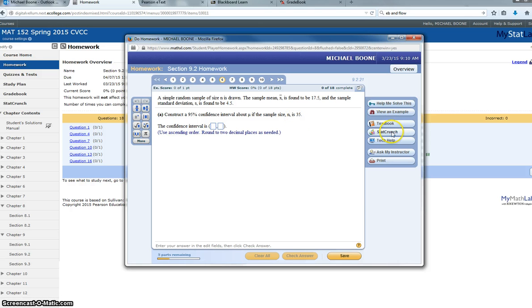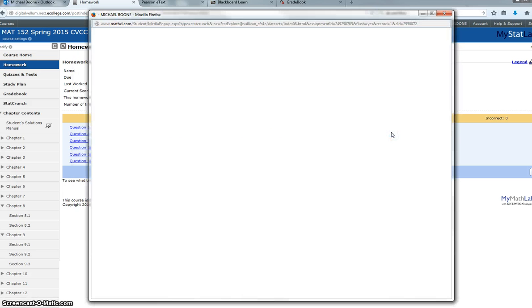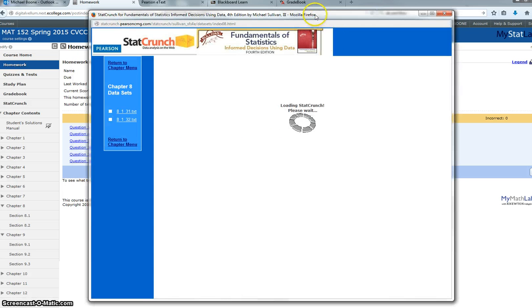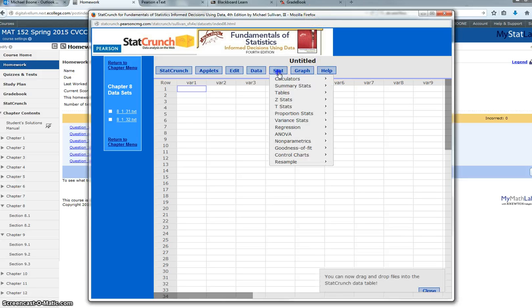So to do this, we are going to go to StatCrunch, Stat. Now this would be a t-stat problem because we would be using the t-distribution. We only use z-stat if we know the population standard deviation, which is almost never. If we're trying to figure something out about the population mean, how would we know the population standard deviation? So that's why we're using t-stats.